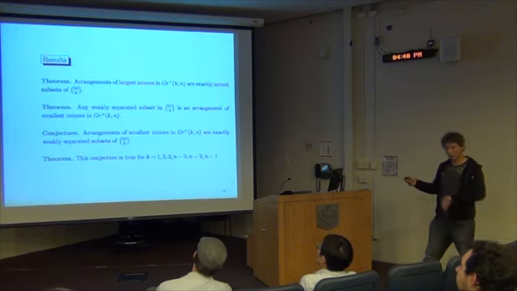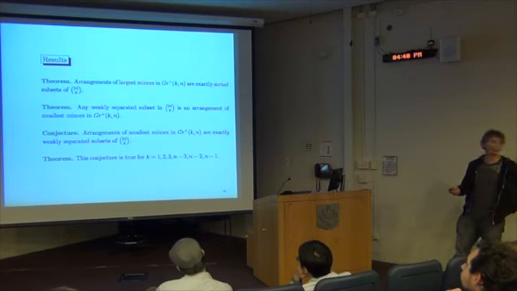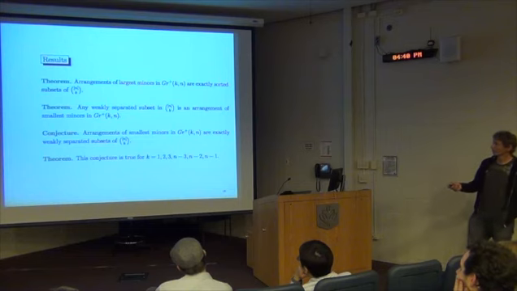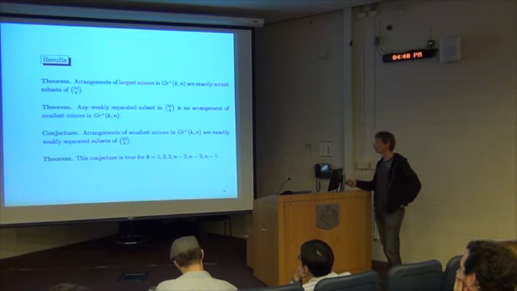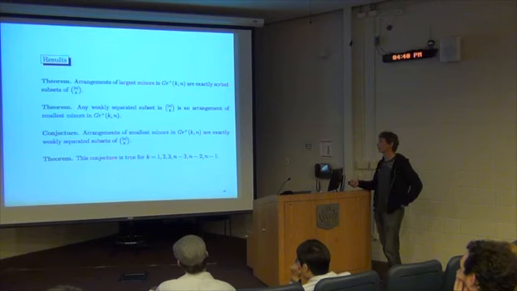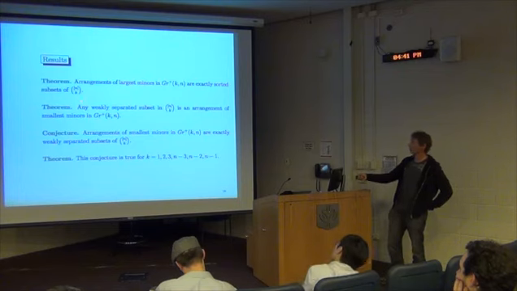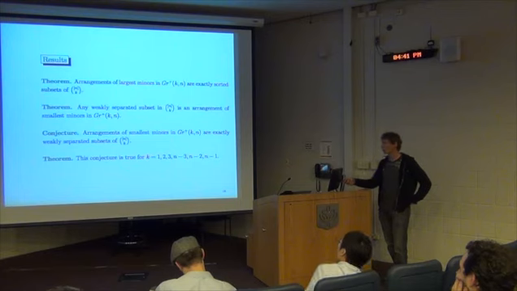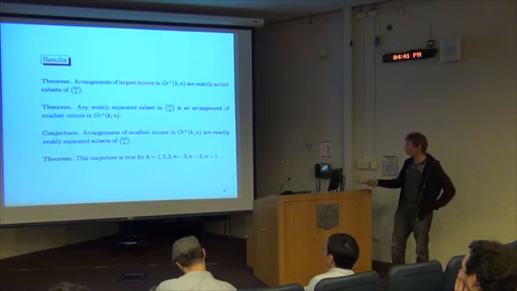Okay, now let me mention the results. First result: arrangements of maximum minors are exactly sorted subsets. Second result: any weakly separated set is an arrangement of smallest minors. And we conjecture that, again, arrangements of smallest minors are exactly weakly separated sets. So this theorem proves this conjecture in one direction. The other direction we cannot prove for general K, but we can prove it for K equals 1, 2, 3, or n minus 3, n minus 2, n minus 1.